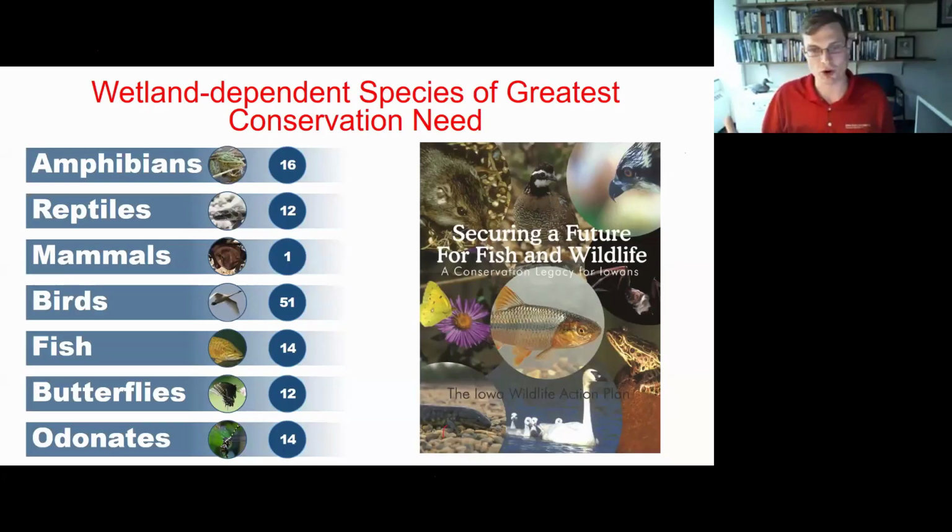Trumpeter swans, shorebirds, and others are certainly not alone among the species of wildlife that we're interested in conserving that are reliant on wetland ecosystems. In fact, the State Wildlife Action Plan, which is that picture there on the right, identifies hundreds of species in need of conservation in the state of Iowa, and it identifies 120 of those species specifically that are wetland dependent and in need of conservation. So trumpeter swan and many of those shorebirds that I just shared with you are on that list.